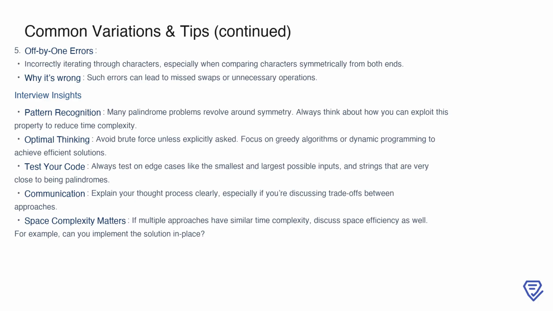Testing your code thoroughly is also critical. Ensure that you cover edge cases, including the smallest and largest possible inputs, and strings that are nearly palindromic. During interviews, clearly communicate your thought process, especially when weighing trade-offs between approaches. Lastly, consider space complexity. If multiple approaches have similar time complexity, evaluate whether one can be implemented more space efficiently, such as solving the problem in place.